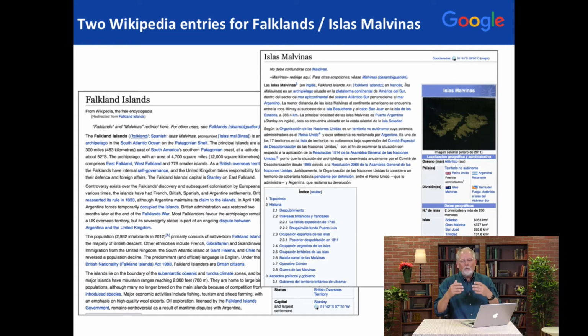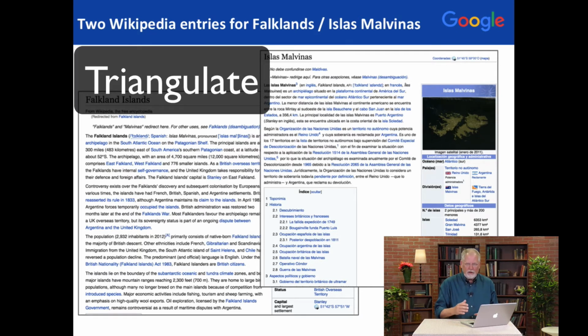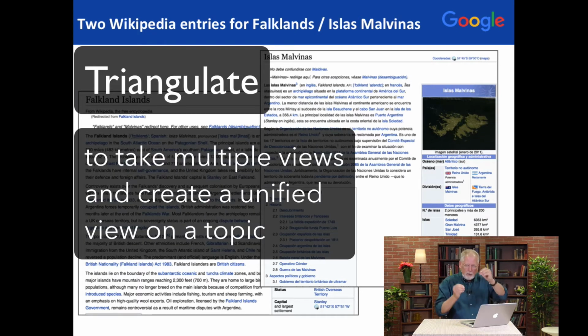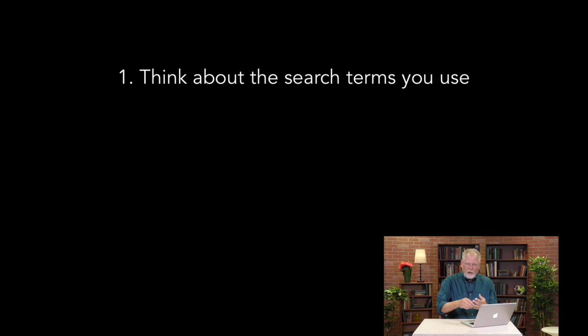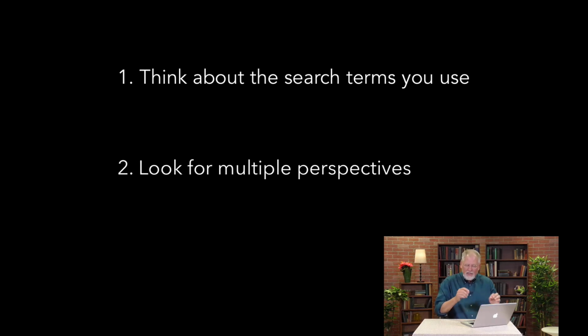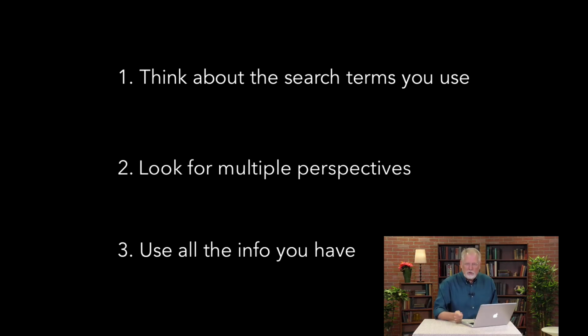This is a useful way to triangulate. That is, to correlate, take different perspectives and come up with a unifying view onto a topic. So looking at both versions of the story, both from an English-speaking world perspective and a Spanish-speaking world perspective, is an incredibly useful thing to know. So one way to think about understanding credibility is to think about the terms you use, think about looking for multiple perspectives, and then as you do your search, think about taking advantage of all the information you have.